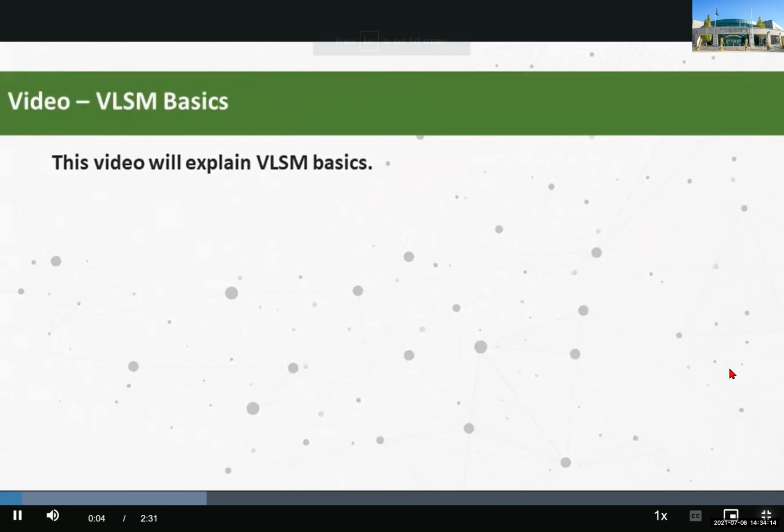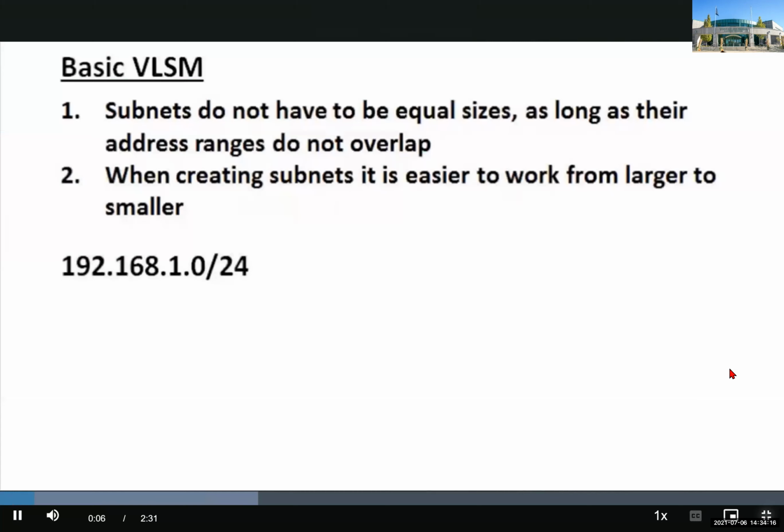The basics of VLSM, or variable length subnet masks, works like this. 1. Subnets do not have to be equal sizes, as long as their address ranges do not overlap. So we can create unequal sized subnets. One thing about the subnet, you have to remember that each of them is separate, and they have no overlap. You have no way to have overlap in the subnet mask. Subnets do not all have to be the same size.